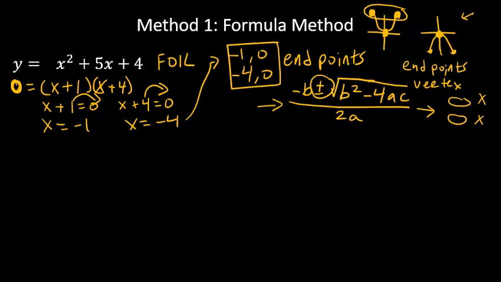Cool, so we figured out the endpoints. Let's go ahead and do the vertex now. For the vertex, we're going to find the x and y. We only need 1 because there's only one single point, so we only need 1 x and 1 y.